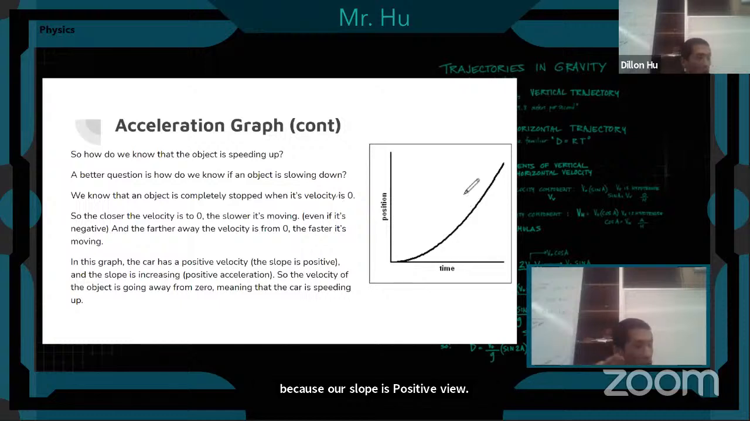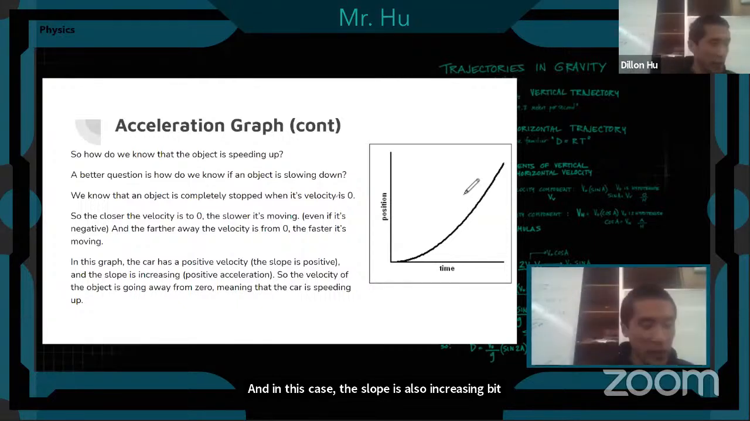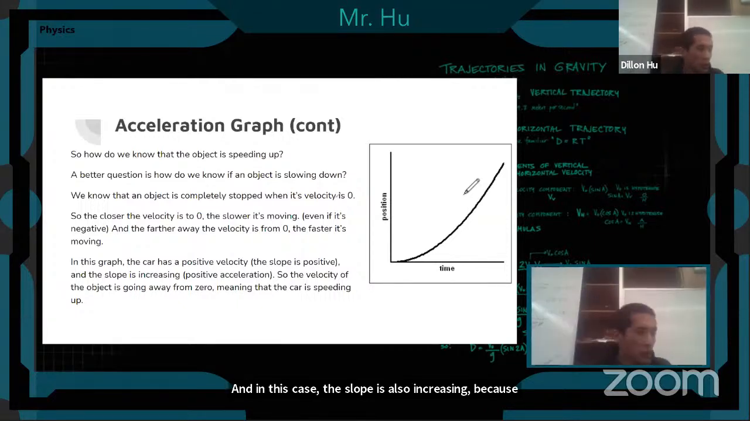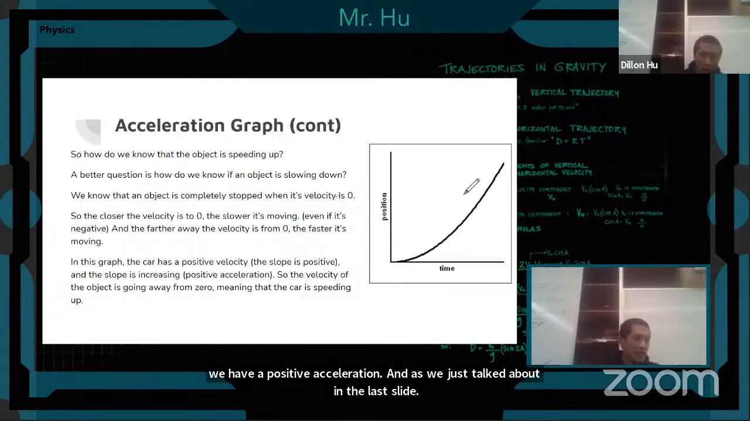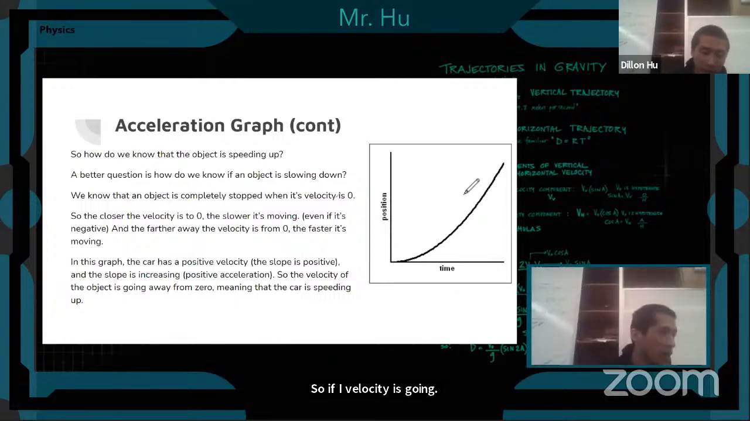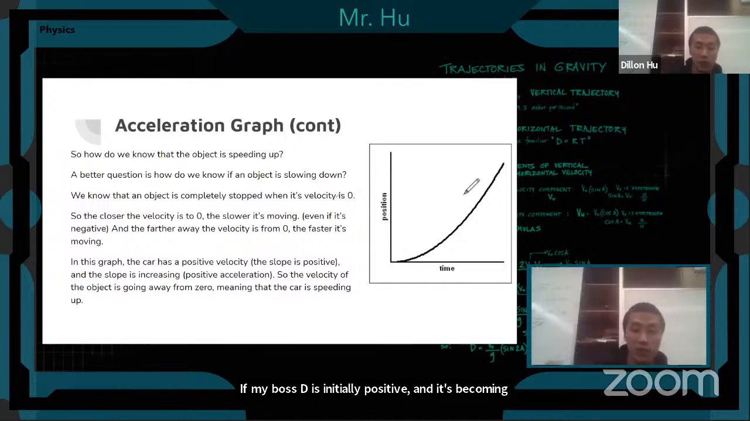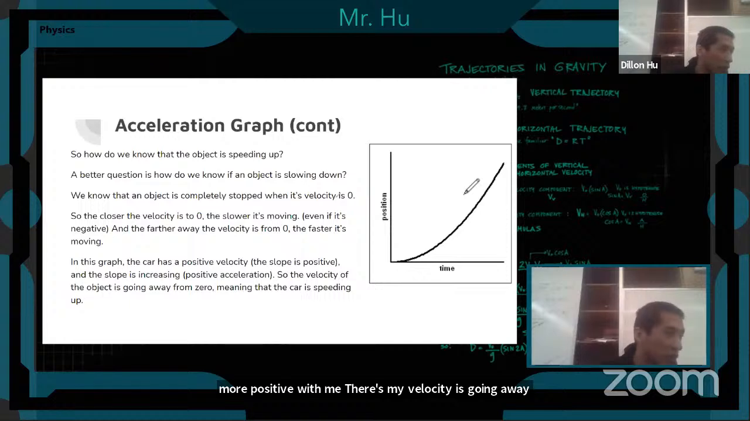And in this case, the slope is also increasing because we have a positive acceleration, as we just talked about in the last slide. So if my velocity is initially positive and it's becoming more positive, what that means is my velocity is going away from 0, which means my car is speeding up.